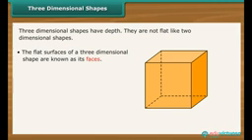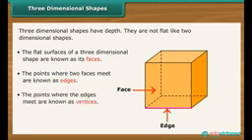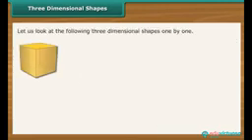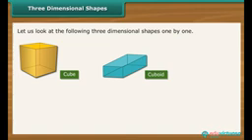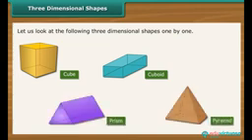The flat surfaces of a three-dimensional shape are known as its faces. The lines where two faces meet are known as edges. The points where the edges meet are known as vertices. Let us look at the following three-dimensional shapes: cube and cuboid, triangular prism, square pyramid.